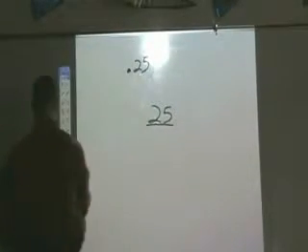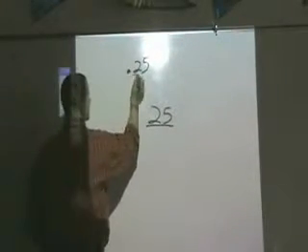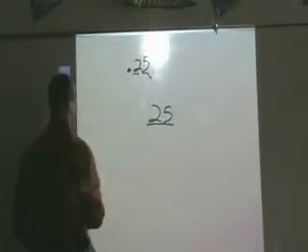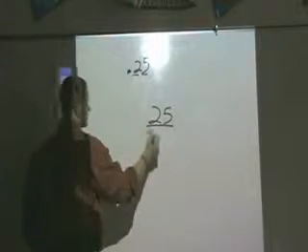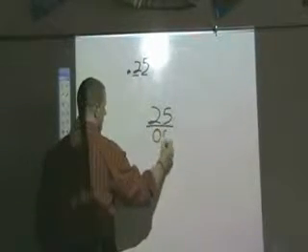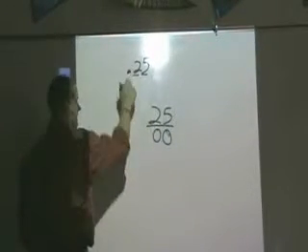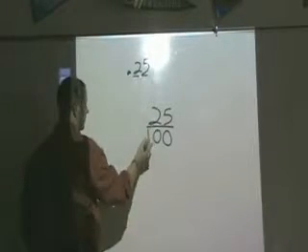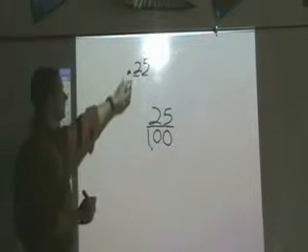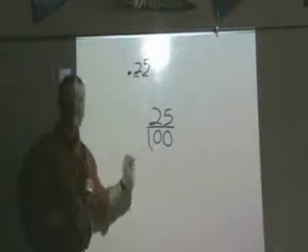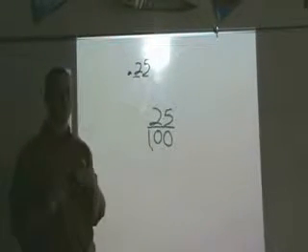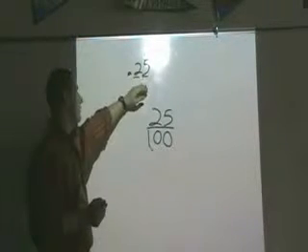I have the tens, and I have the hundreds. So that's 2 place values. Those 2 place values are going to represent zeros down here. And your decimal will always represent the 1. So 25 hundredths represents 25 over 100.